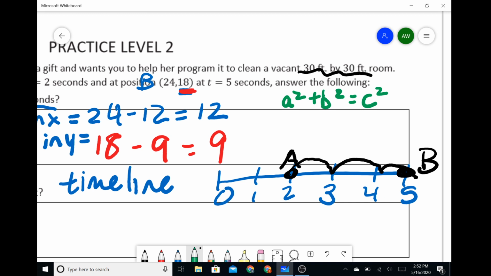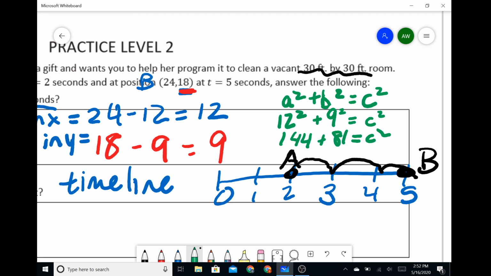Great, Naishan. Thank you for letting me know. So a squared, that's going to be our change in x, right? So it's going to be 12 squared plus our change in y, which is 9 squared, is equal to c squared. I almost wrote 81 instead of writing 9 squared. Okay, so 12 squared, you can put this in your calculator, or if you have this memorized, also perfect. That's going to be 144 plus 9 squared, which is 81, is equal to c squared.